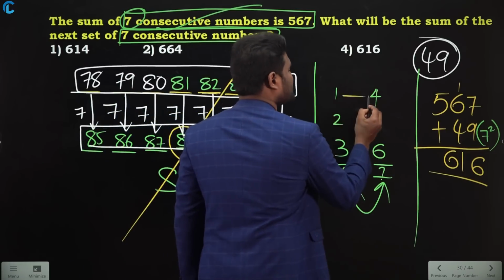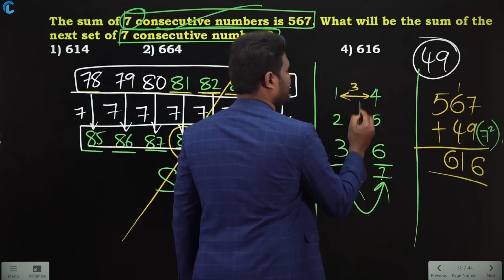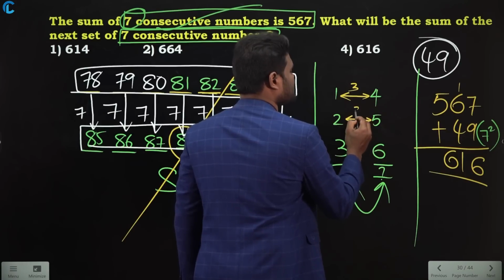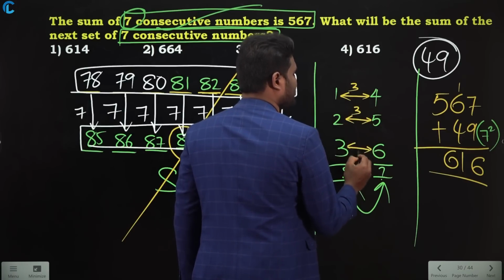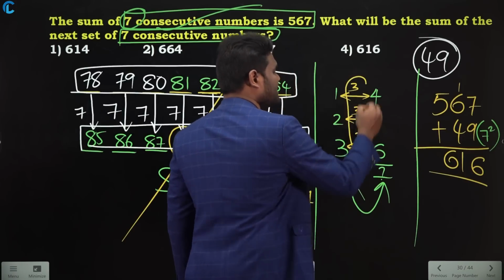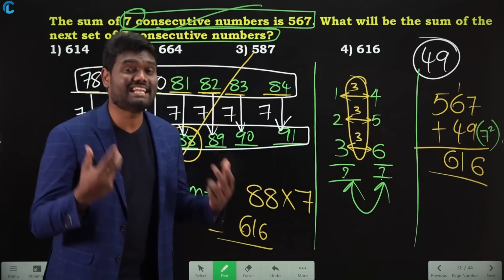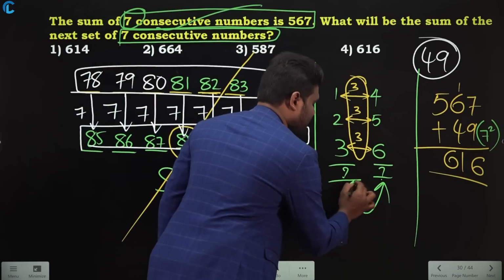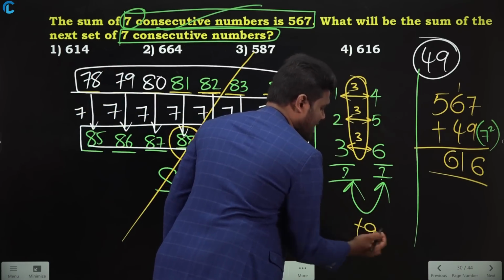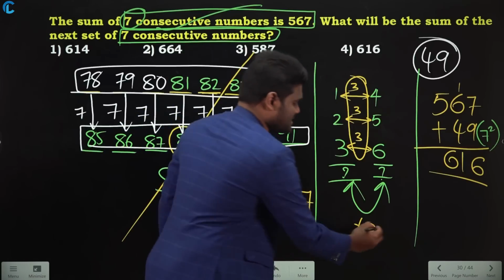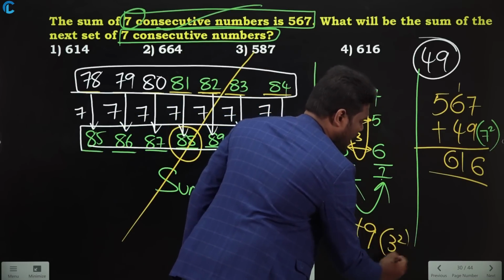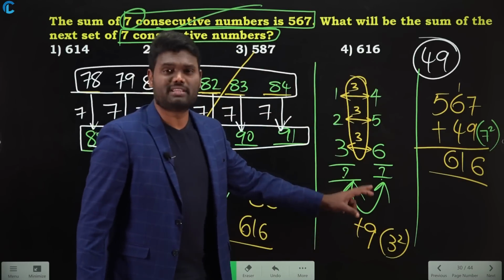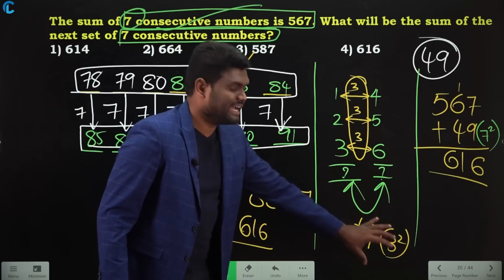What is the difference here? The difference is 3. What is the difference here? The difference is 3. And here also the difference is 3. So how many 3s are there? 3 3s are there, and 3 3s is 9. So for these two sets the difference is 9, and this 9 is nothing but 3 square. Yes or no? As I have 3 numbers, it is 3 square.